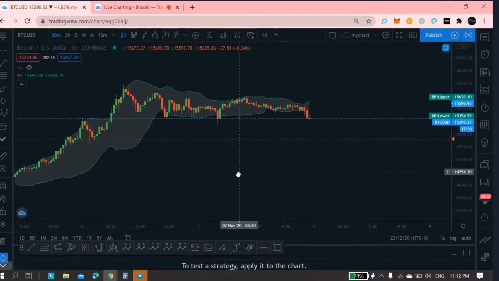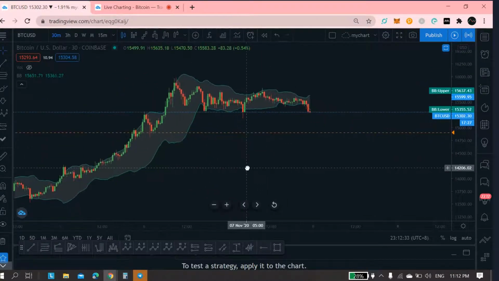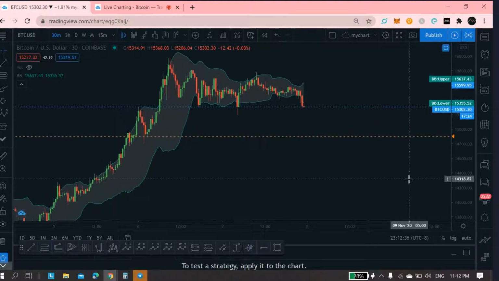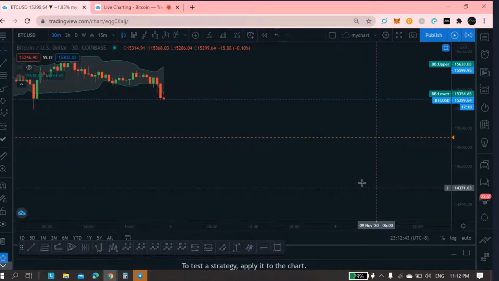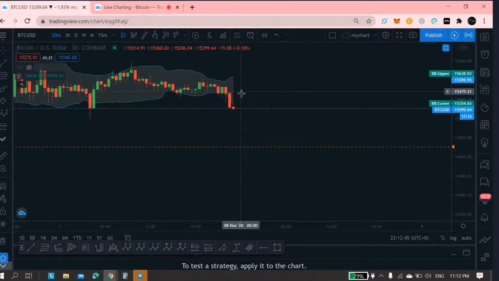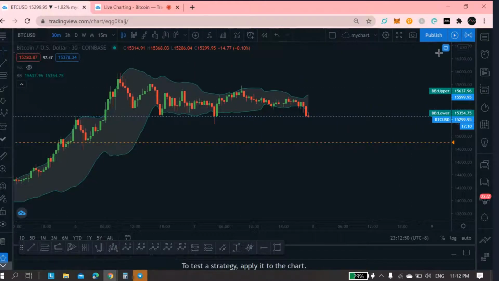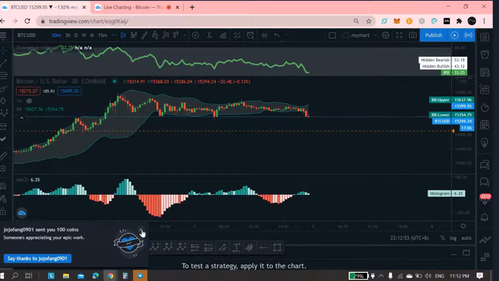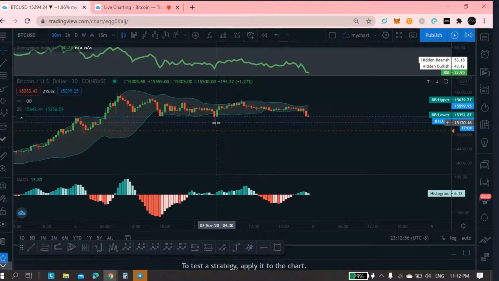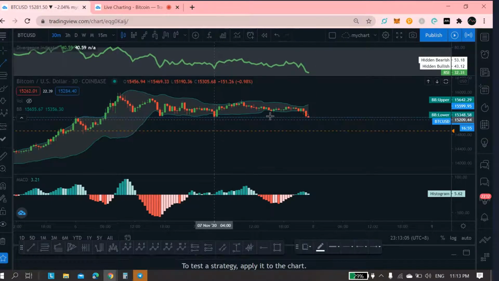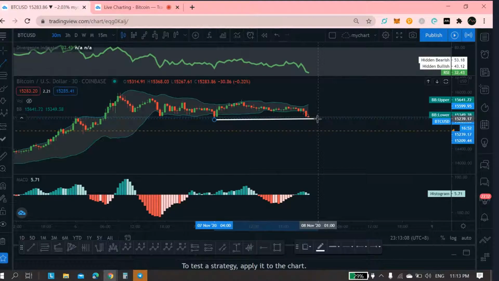So using this 30 minutes time frame, I might possibly go long because it's already outside the Bollinger Band. And then I'll just wait for it to go inside the band. Let me just check the other indicator. Actually, there is a possible hidden divergence, if this holds.